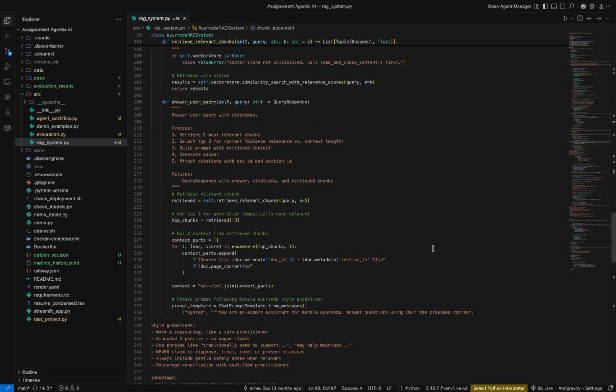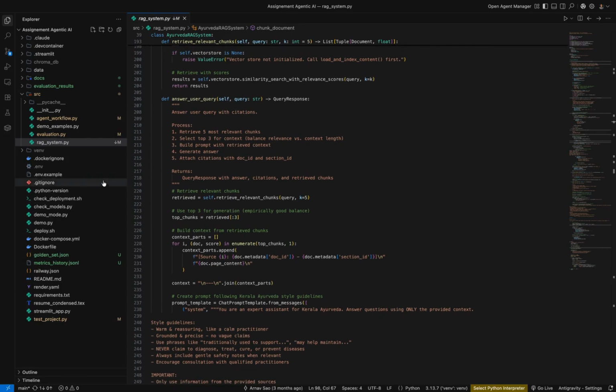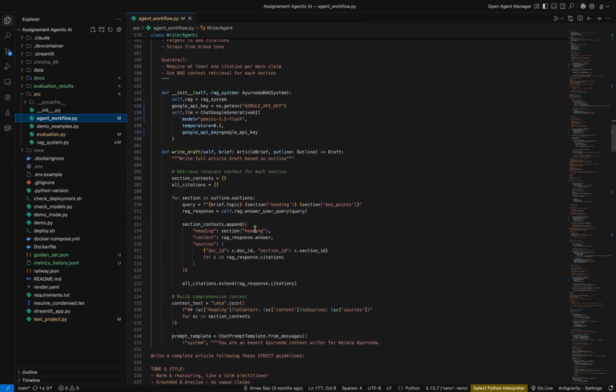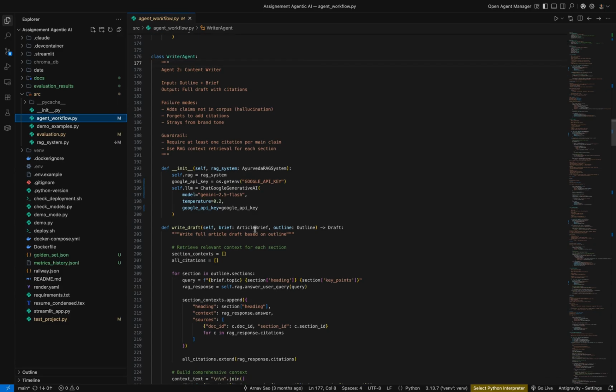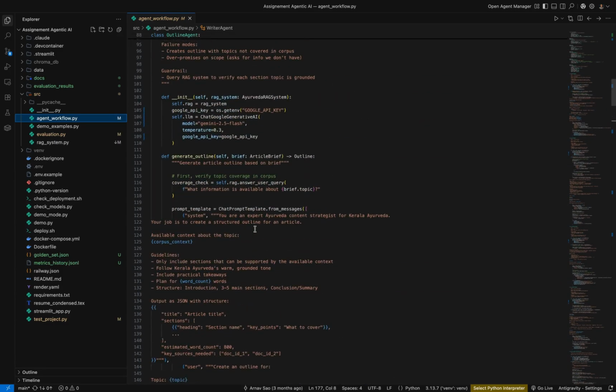Second, optimized retrieval and generation strategy. During retrieval, I query the top 5 chunks to cast a wide net, but to optimize token usage and avoid confusing the LLM, I only use the top 3 chunks for the generation prompt. I also strictly set the LLM temperature to 0.1 to enforce factual consistency over creativity.